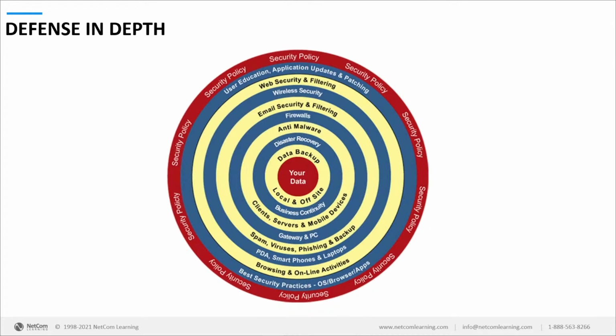And so the next rung out: clients, servers, mobile devices. Okay? The devices that are connecting to the network. We'll say this could be your local network, but it could also be off-site, could be in the cloud. How are they connected? Are you using any type of endpoint protection? Anti-malware is a good term for it. Today we're calling it endpoint protection. It seems to be the standard.